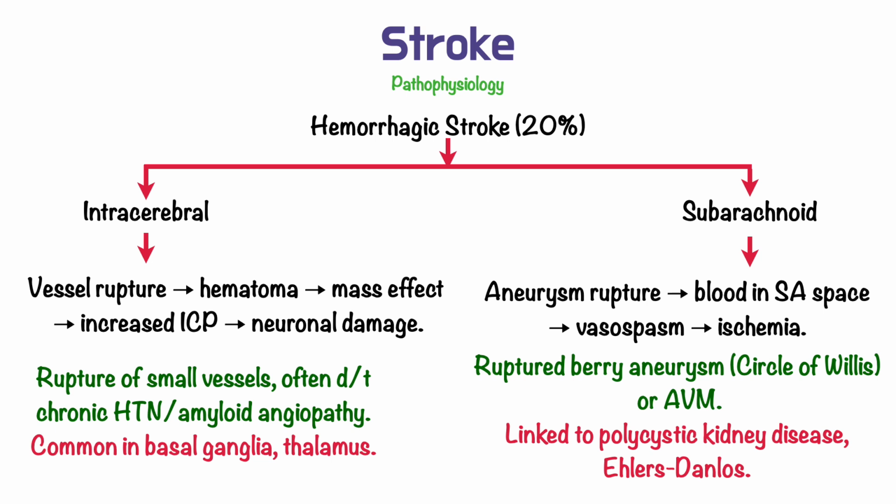The rupture of small vessels is often due to chronic hypertension or amyloid angiopathy, and they are also common in the basal ganglia and thalamus, right?